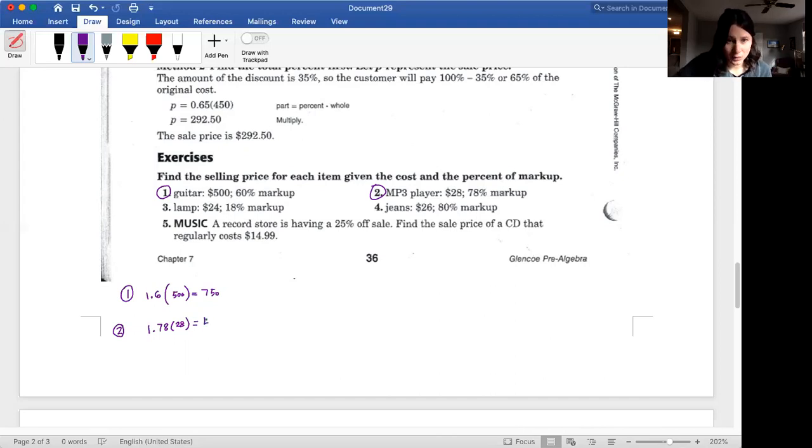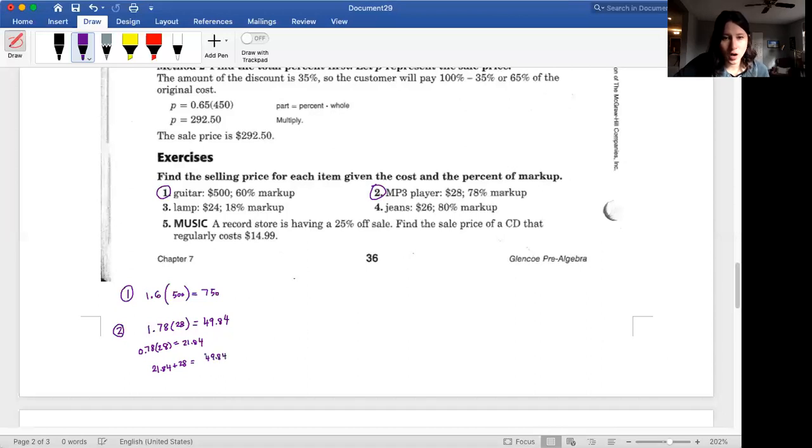And you are buying it when it's at the store, you're buying it for almost $50. Okay, I'm going to show you the first method of working this out. You can do 0.78 times 28, work that out, and it's 21.84. Then you're going to do 21.84 plus 28, and the total cost is 49.84.